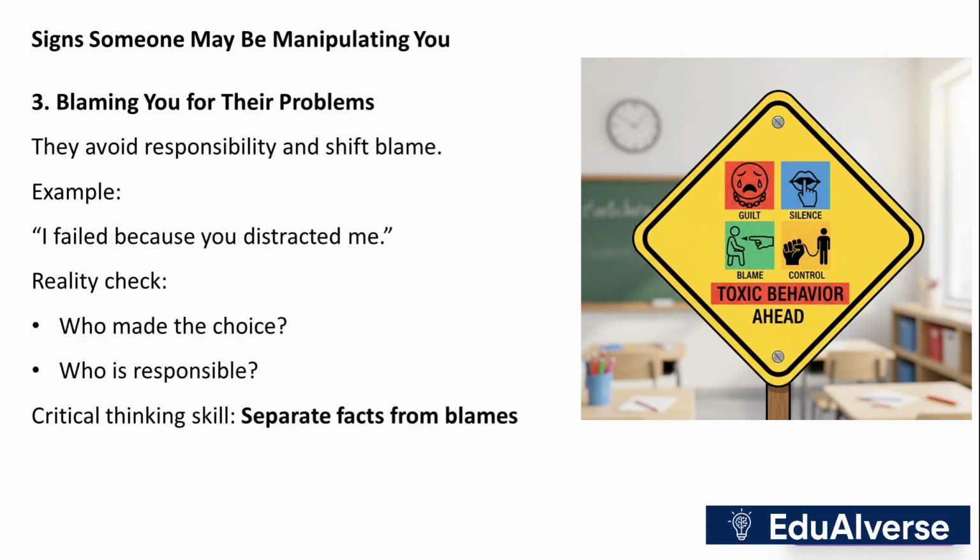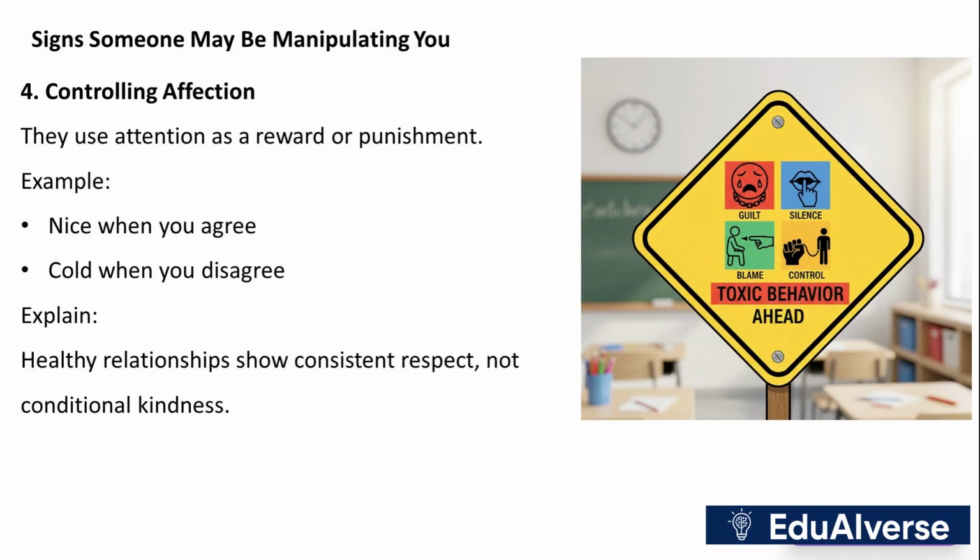Blame shifting involves avoiding responsibility and placing fault on others. Separating facts from blame is a critical thinking skill that helps you identify manipulation and hold the right parties accountable. Affection control: they are nice when you agree, cold when you don't. Healthy relationships equal consistent respect.